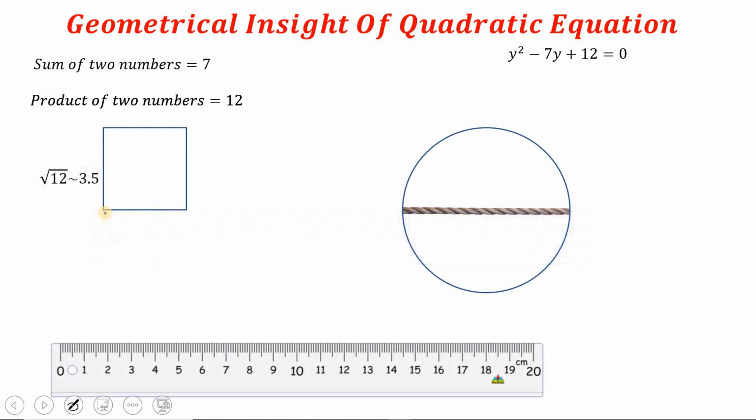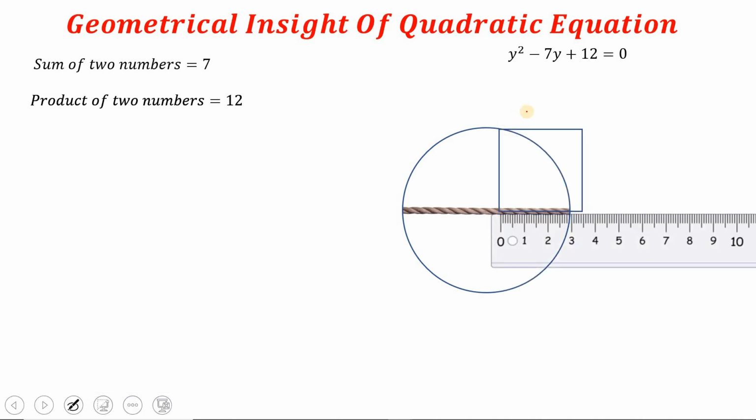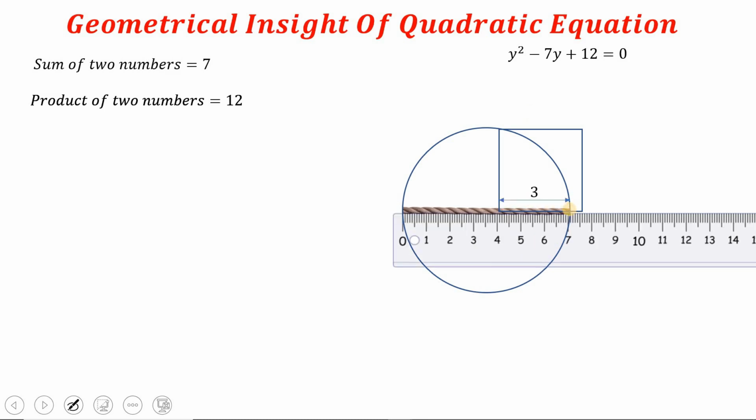In the next step, we move this square to the circle, and we move it in such a way that the base just lies on the diameter of the circle and the corner of the square meets the circle at the circumference somewhere here. Then we measure the distance of the base on which the square lies. The distance from this point is 3, and the remaining distance is 4. So we got the solutions of the quadratic equation to be 3 and 4.